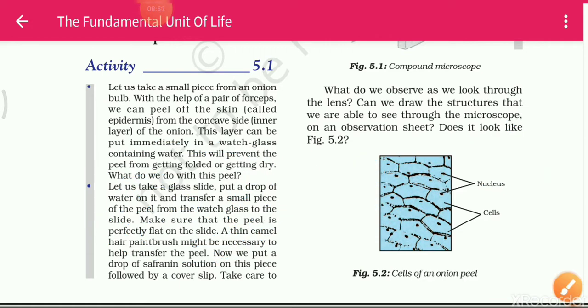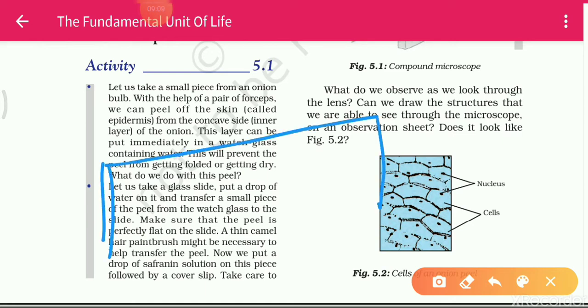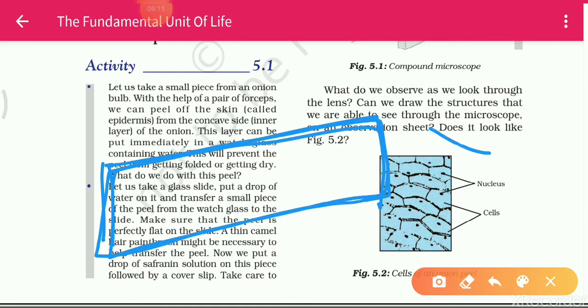Okay, now see here in the second point, let us take a glass slide. Put a drop of water on it and transfer a small piece of the peel from the watch glass. Okay, students, here they want to say take the glass slide. This one is a glass slide. It is easily available in the science laboratory, and here is a petri dish, and in here is water, and your peel is here.